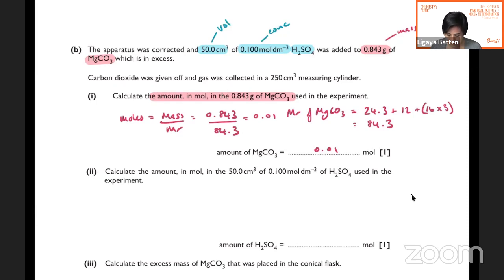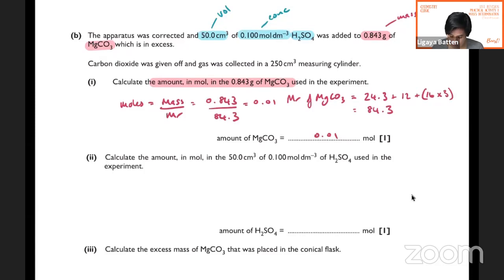Okay, so calculate the amount in moles of the 50 centimeters cubed of H2SO4 used in the experiment. So as I said before, we're going to use the equation that involves volume and concentration. So moles equals volume times concentration. Remember to convert the volume to decimeters cubed. So the volume is going to be 0.05 decimeters cubed, which is 50 centimeters cubed. And then the concentration is 1.